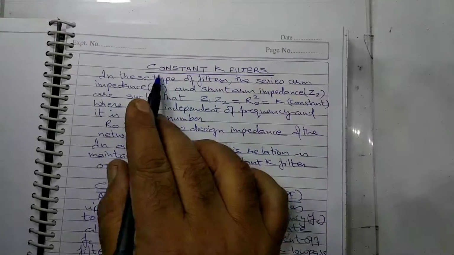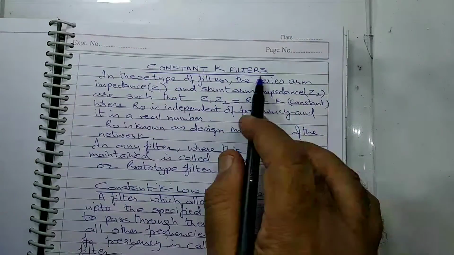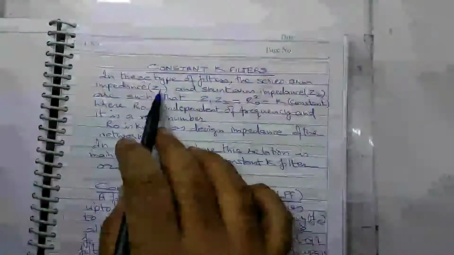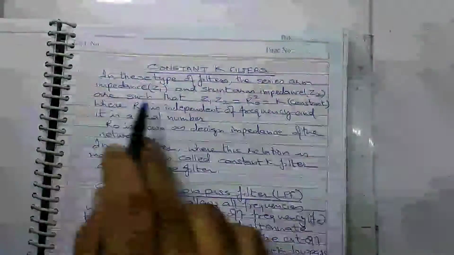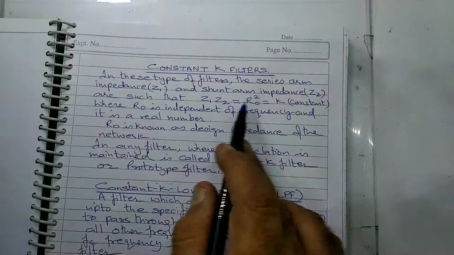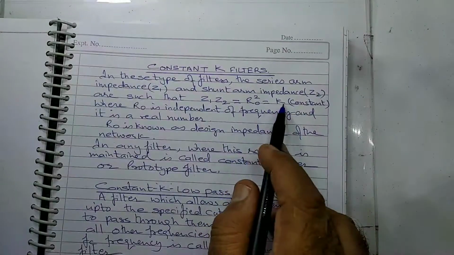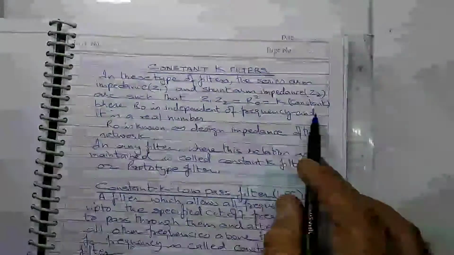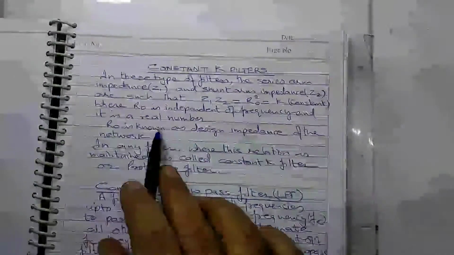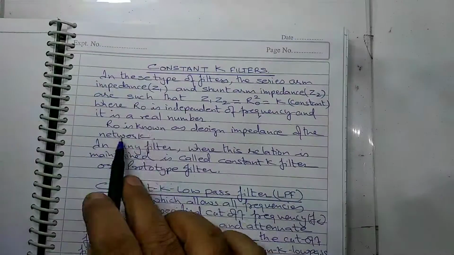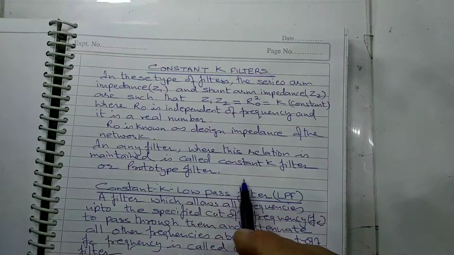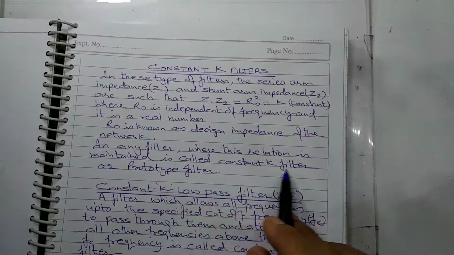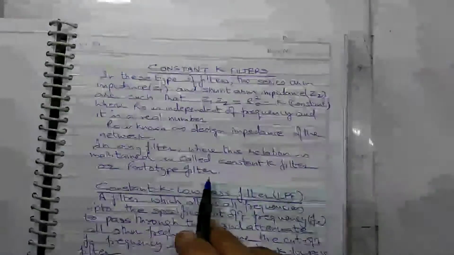Now, the first type is constant K filter or prototype filter. In these type of filters, the series arm impedance Z1 and shunt arm impedance Z2 are such that Z1 into Z2 is equal to RO square, that is constant K, where RO is independent of frequency and it is a real number. RO is known as the design impedance of the network. In any filter where this relation is maintained is called constant K or prototype filter.